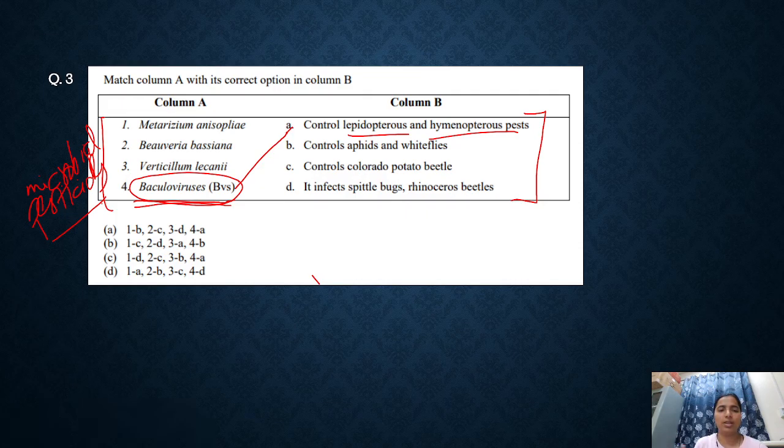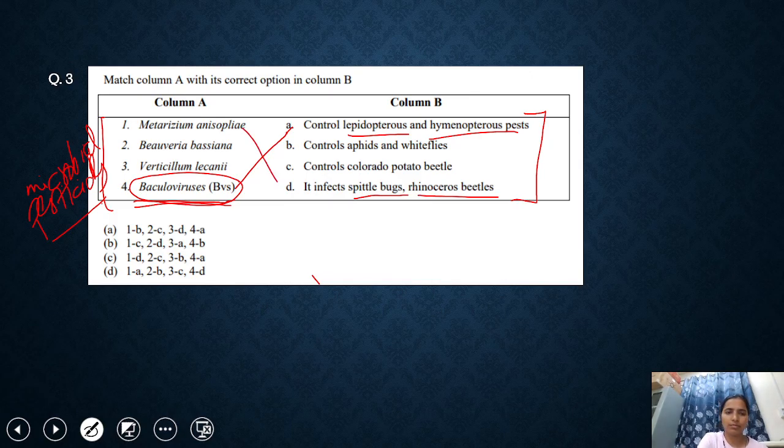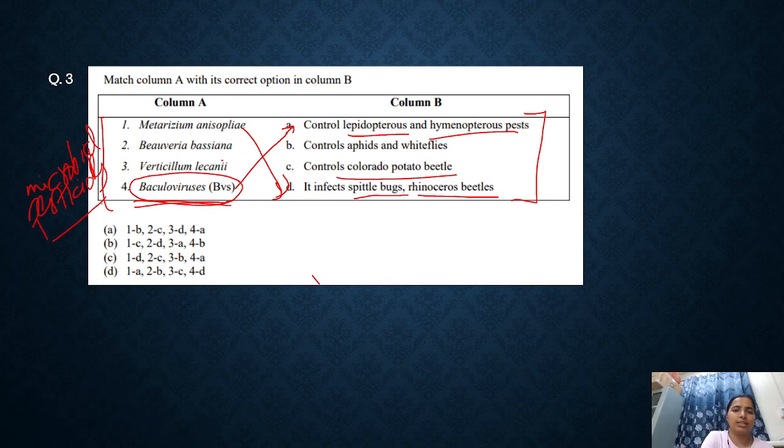Okay, now let's mark the others also. First one they are asking is Metarhizium anisopliae. This is mainly used for spittle bugs or rhinoceros beetles. Then the second one is Beauveria bassiana. This is mainly used for the control of the Colorado potato beetle. And Verticillium lecanii is used for aphids and whiteflies.